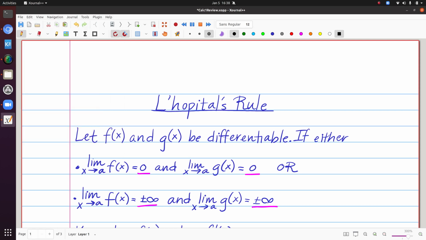In this video, we will review L'Hopital's rule. So to start with, let's look back at the statement. If f of x and g of x are both differentiable functions, and we have either of the following conditions.